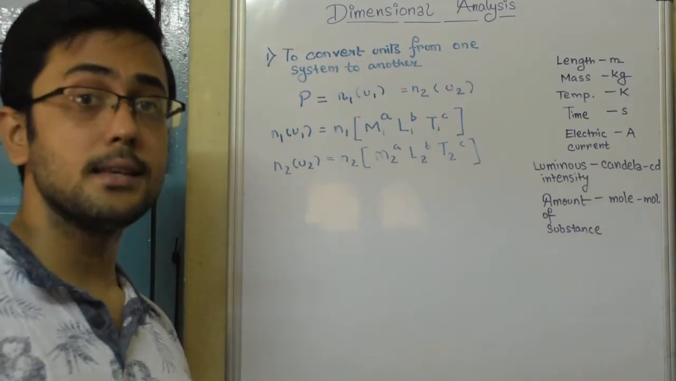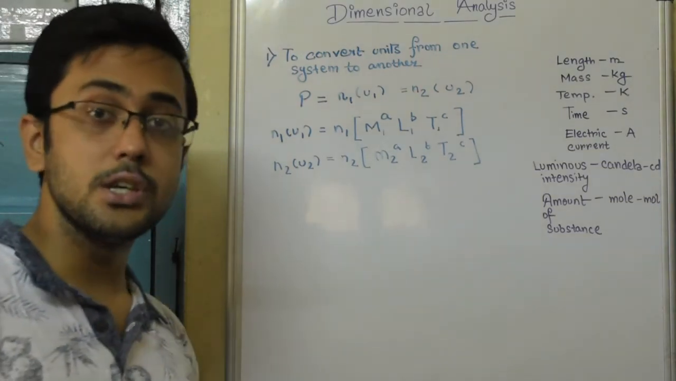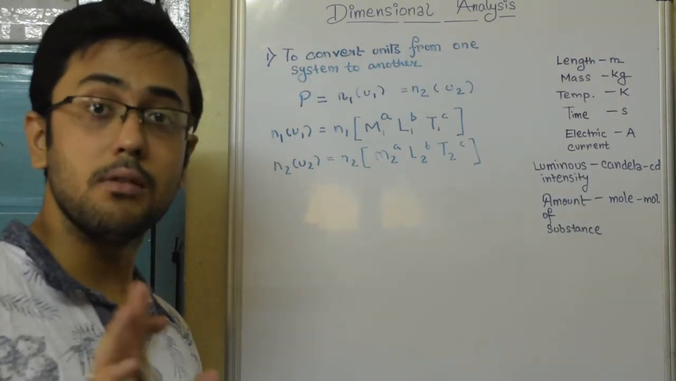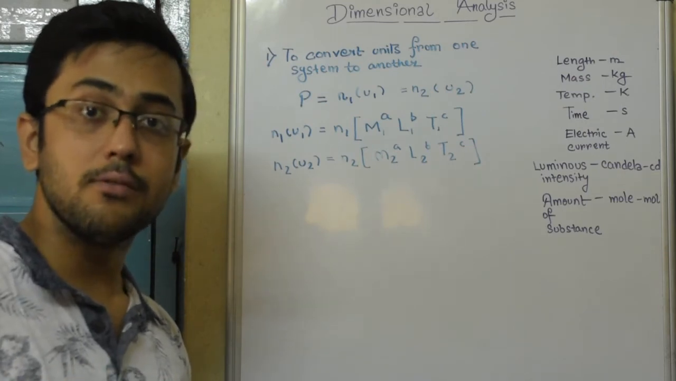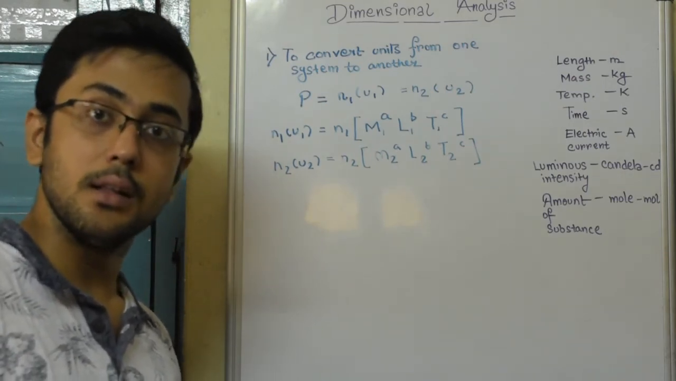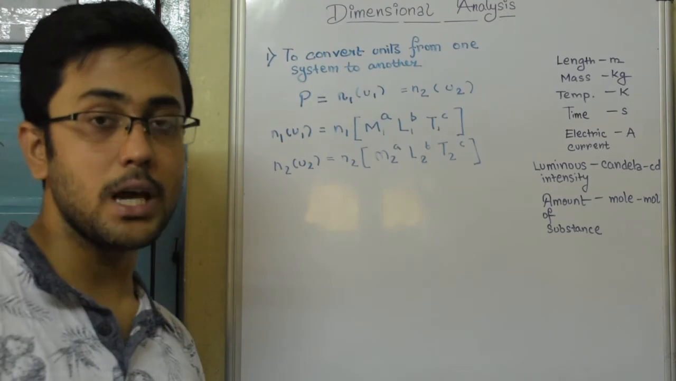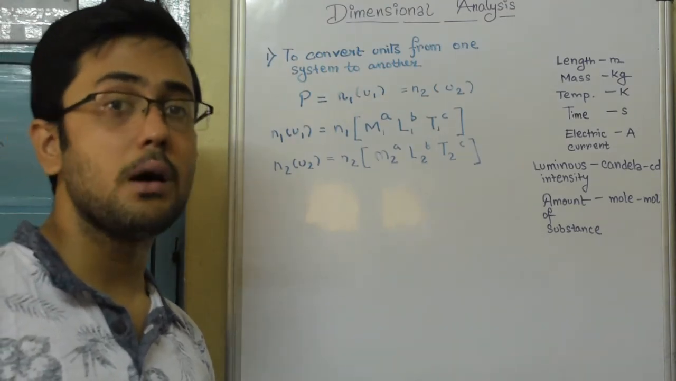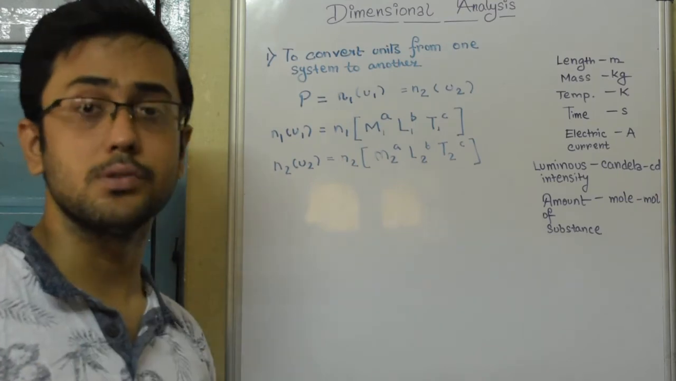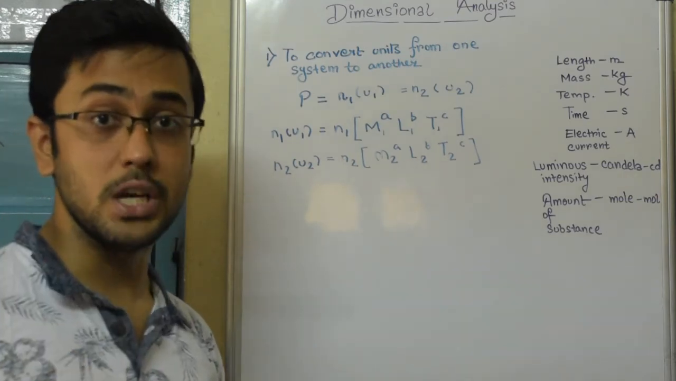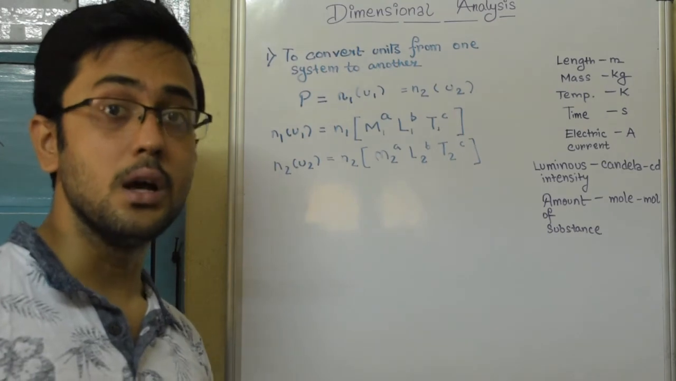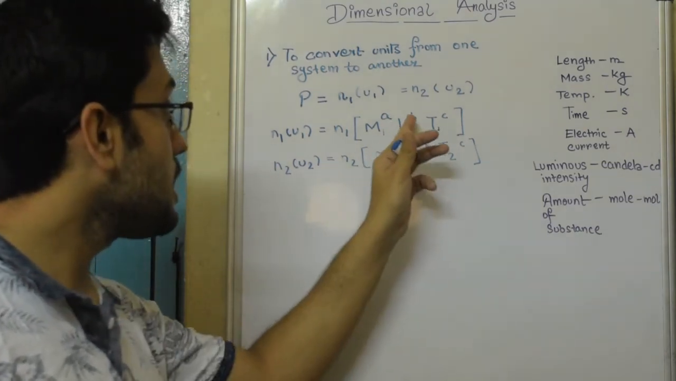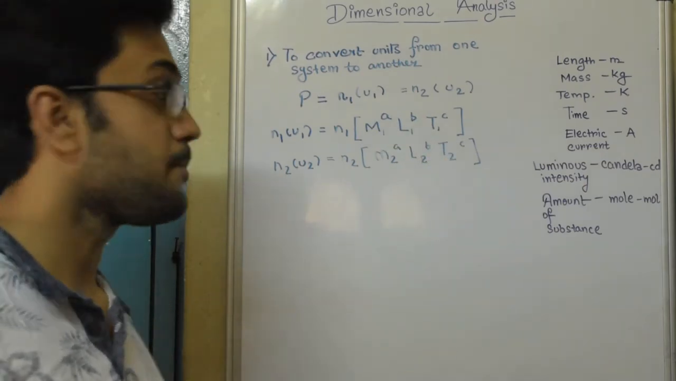Why? As I had told in the initial part of this video, whatever system you are using, powers remain the same. If you are measuring velocity in meter per second, then the power of length is 1 and the power of time is -1. And if you are measuring in kilometer per hour, then also the power of length is 1 and the power of time is -1. So the powers do not change, because that is the basis of dimension, to what power you are raising the fundamental quantities. Therefore I can take the variables A, B and C to be the same.